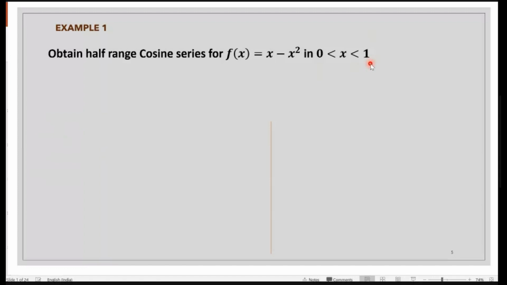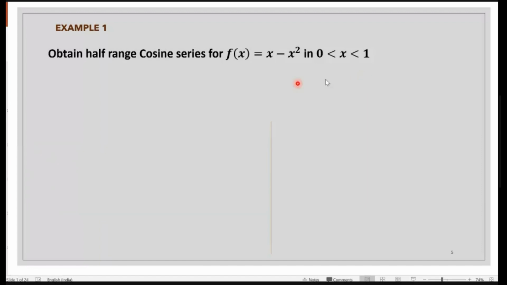पाई का फंक्शन, पाई का इंटरवल नहीं है. 0 to 1. So what is the length of the interval here? Length of the interval in the 0 less than x less than 1 मतलब upper limit minus the lower limit. तो लेंथ ऑफ द इंटरवल हो गया 1. ठीक है, लेंथ ऑफ द इंटरवल इन द हाफ रेंज सीरीज इज l, which means that l is equal to 1. Or in the half range series, functions are defined in 0 to l, so l value is equal to 1.